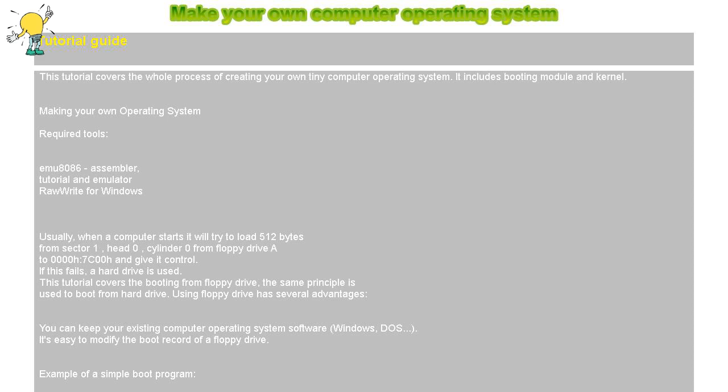Total size of a floppy disk is 2 x 80 x 18 x 512 equals 1,474,560 bytes. Now you know about making computer operating systems.